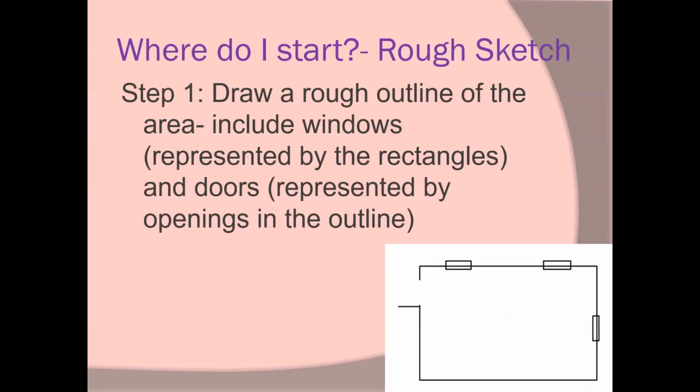At our crime scene, we are going to create our rough sketch first. So let's talk about our steps for making our rough sketch. First, you're going to draw a rough outline of the area. You're going to include windows represented by rectangles in the wall and doors represented by openings in the outline with a little line coming off of them. So you can see in my little rough sketch below, it's a rectangular room. It has 1 door in it and it has 3 windows.